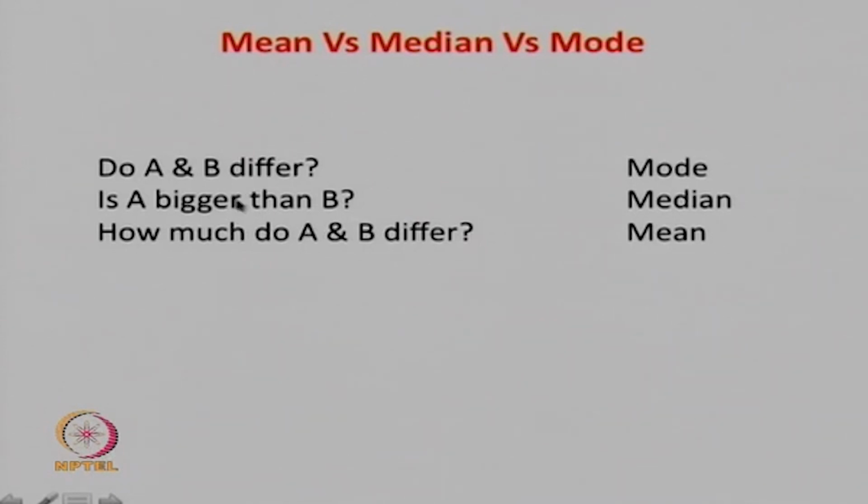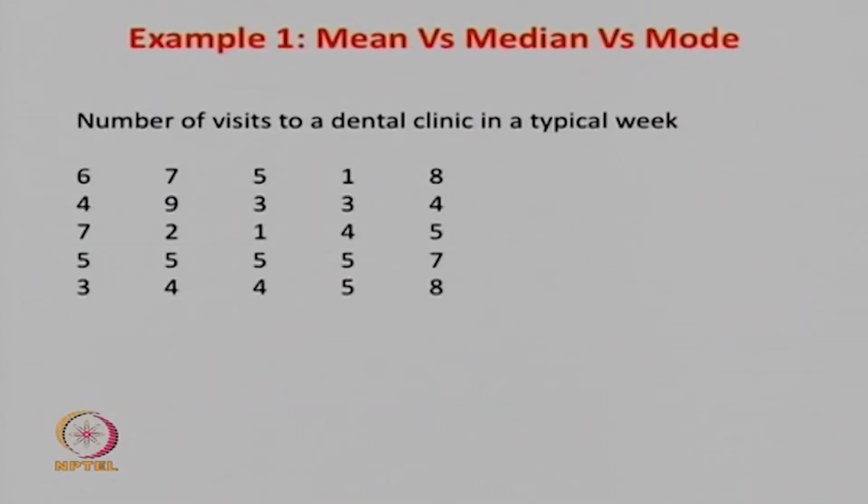Okay. And last, if you want to quantify the extent to which A and B differ, in that case we can report the mean. So, there are different contexts in which you might use a mean, a median, or a mode. Let us go through a few examples where we compute all these 3 quantities.